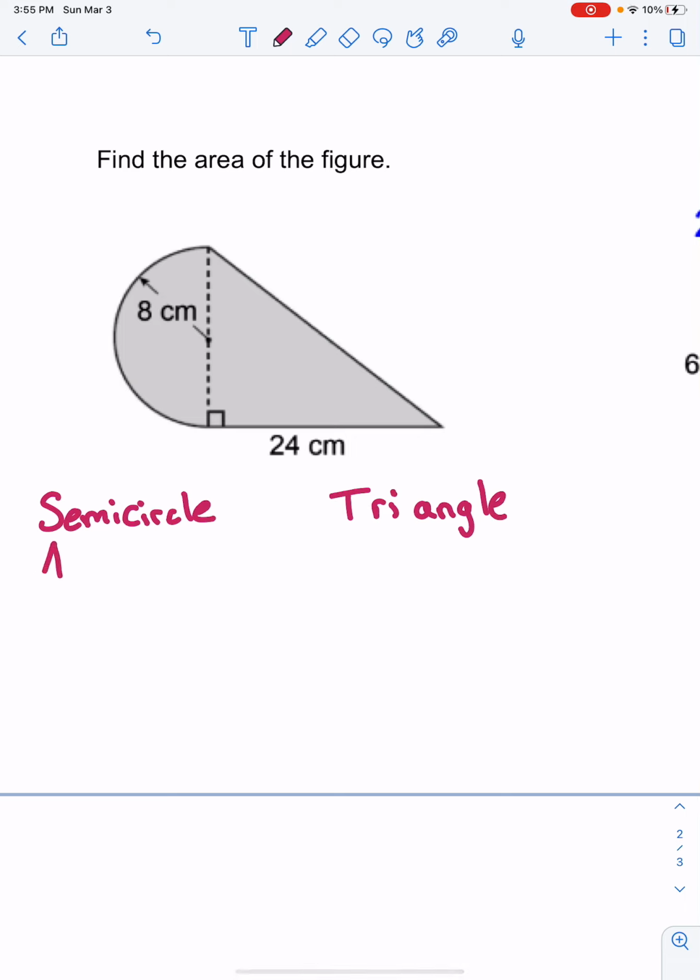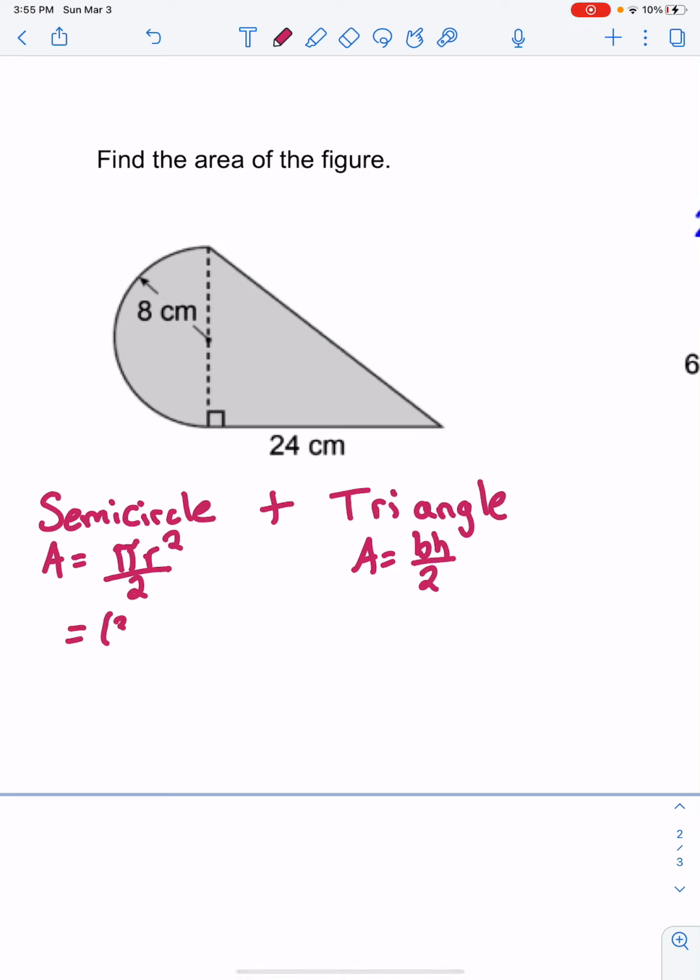Writing down the formula. A semicircle is half of a full circle, so I can go ahead and write down the formula for a full circle, but then we're just going to divide that by 2, and that's going to give us our semicircle. Now the formula for a triangle, we know, is base times height divided by 2. And then once we're done, we're going to add these together. So we're going to find the area of the semicircle, the area of the triangle, and then we're going to add them together.